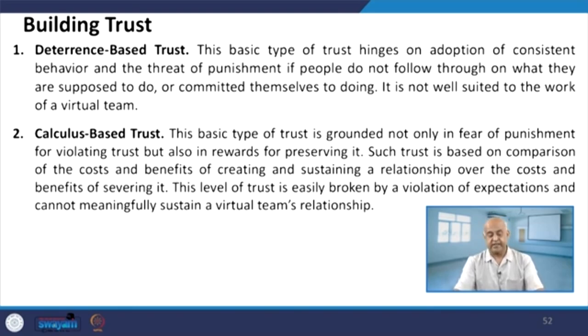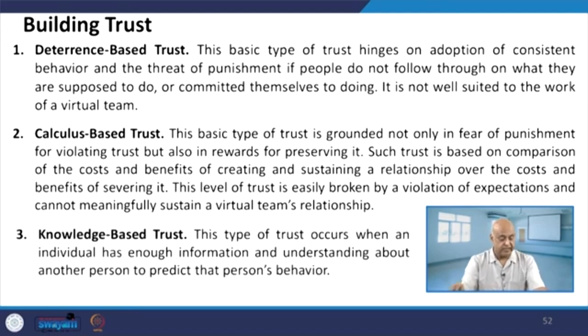Calculus-based trust is the basic type of trust, grounded not only in fear of punishment for violating trust, but also in rewards for preserving it. Such trust is based on comparing the costs and benefits of creating and sustaining a relationship against the costs and benefits of severing it. This level of trust is easily broken by a violation of expectations and cannot meaningfully sustain a virtual team's relationships.